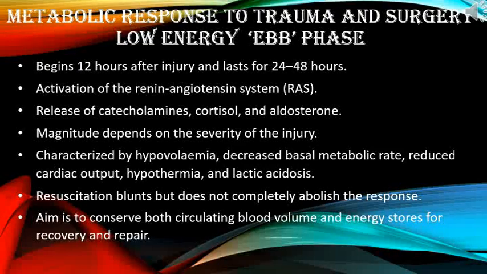The main hormones modulating the ebb phase are catecholamines, cortisol, and aldosterone due to the activation of the renin-angiotensin system or RAS. The magnitude of this neuroendocrine response depends on the severity of the injury. In this phase, decreased oxygen consumption and reduced temperature lower the body's total energy needs and divert energy towards adaptive immune responses or CARS, that is, compensatory anti-inflammatory response syndrome. The main purpose of the ebb phase is to conserve both the circulating blood volume and the energy stores for recovery and repair.